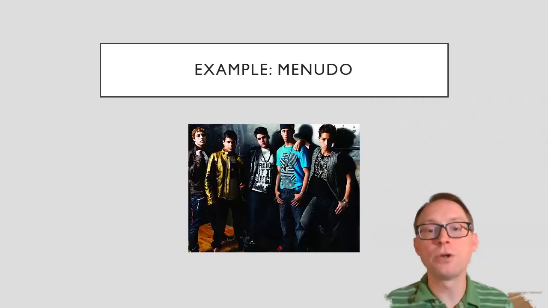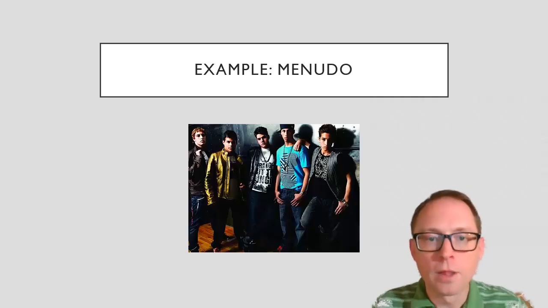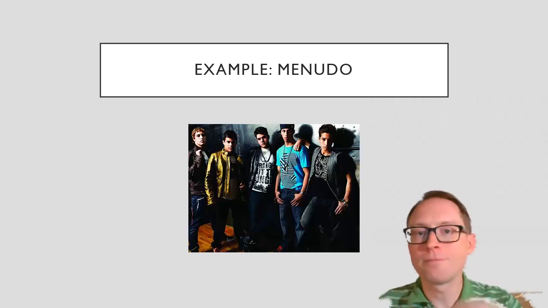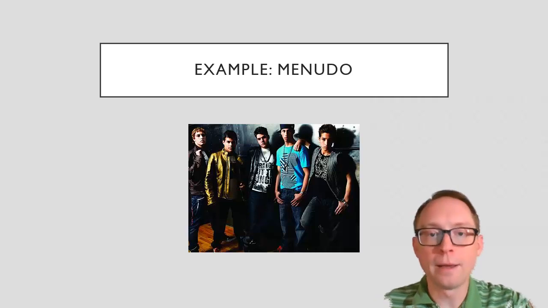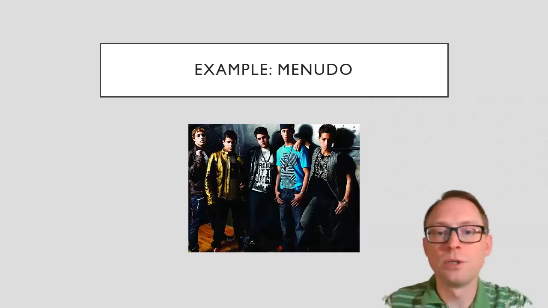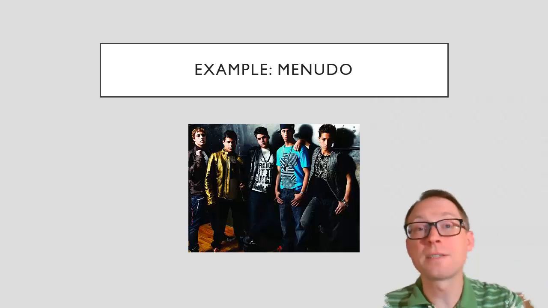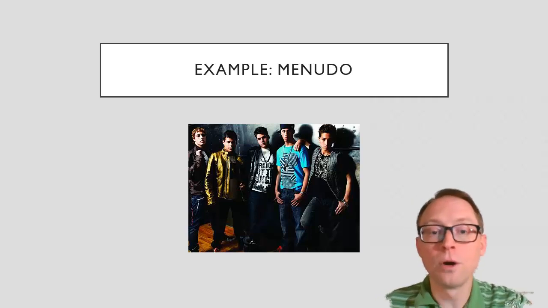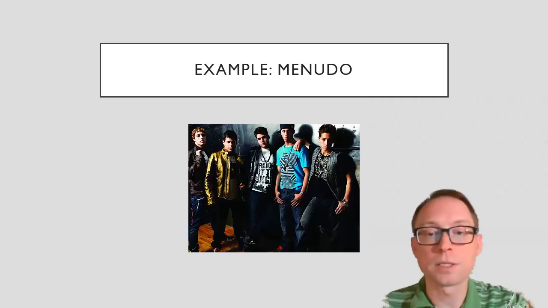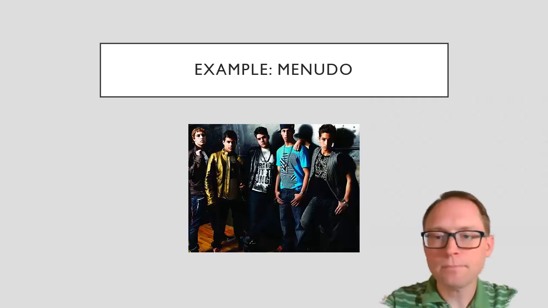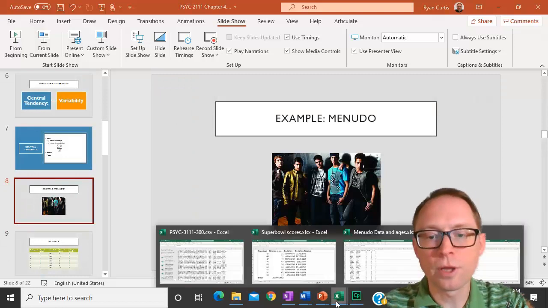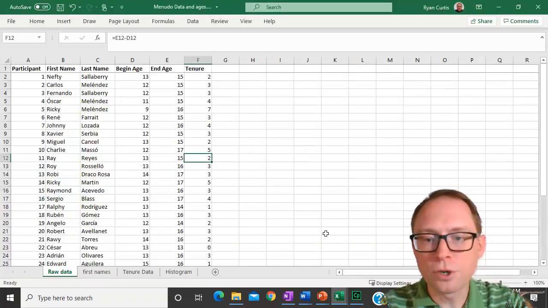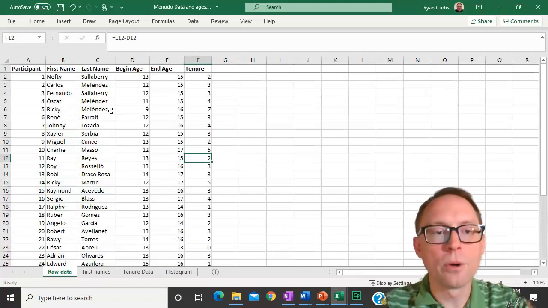So the example that we're going to do is Menudo. Before any K-pop, J-pop, or any Backstreet Boys, whatever else, there was a boy band from Puerto Rico called Menudo. These are some members of Menudo. Since like 1977 up until the 2000s, Menudo was a boy band, and they were recording music, etc. So here's what we're going to do. Let's go ahead and show you in my Excel. I'm going to show you the data for Menudo.